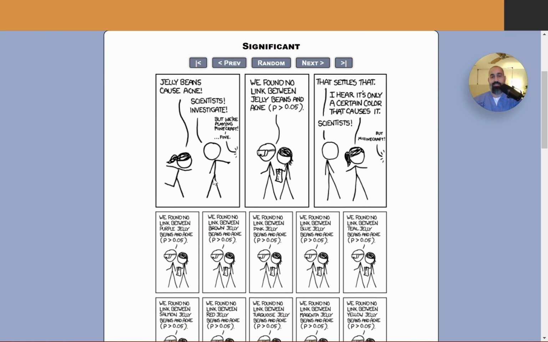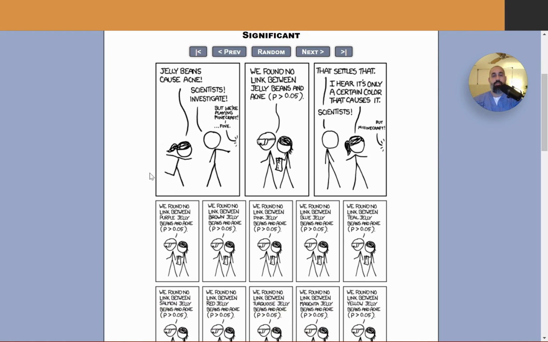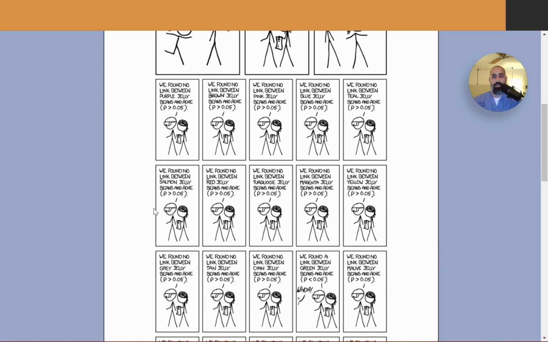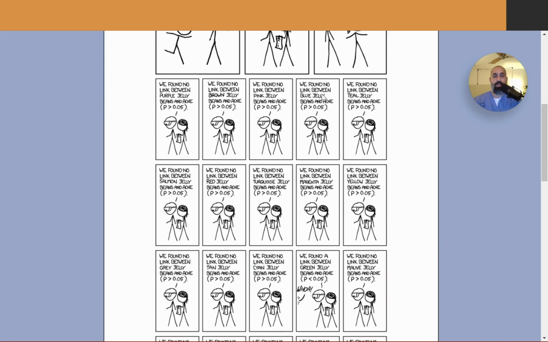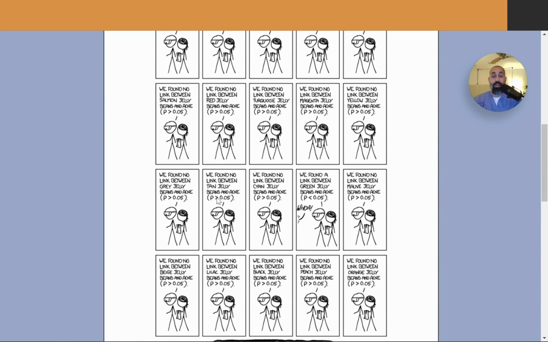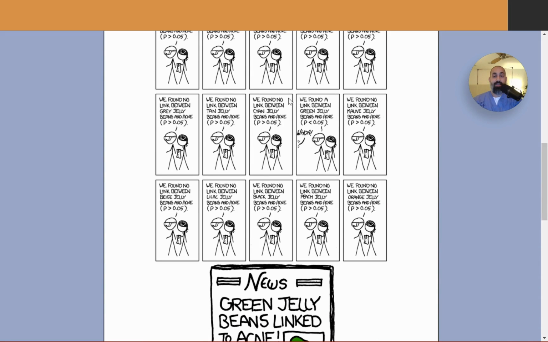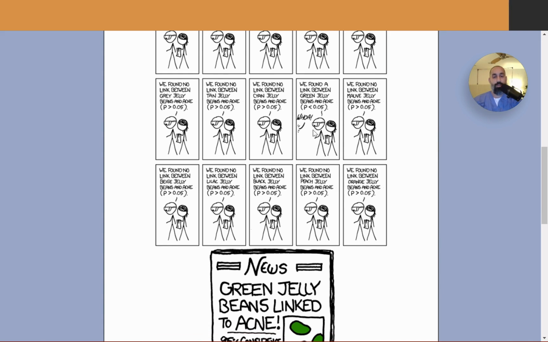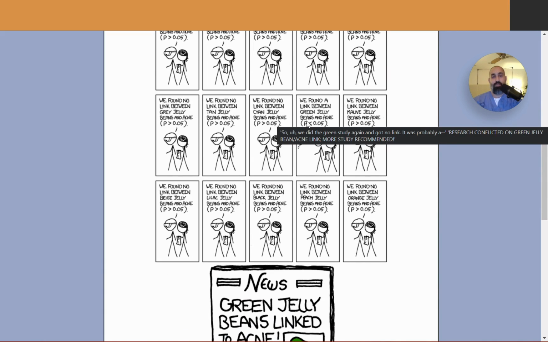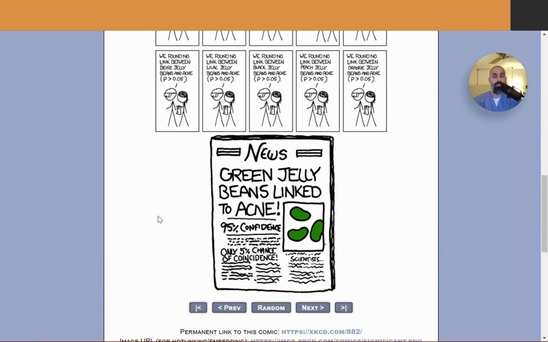XKCD always has a great deal of humor. They're talking about jelly beans causing acne, and they found no link between jelly beans and acne, and then they did a subgroup analysis, right? So they looked at purple jelly beans and brown and pink and blue and teal and yellow and magenta and turquoise and red and salmon and gray and tan and cyan and green jelly beans, p less than 0.05, because 5% is 1 in 20. And so if you run 20 tests, it's very likely that one of them will have a p-value less than 0.05 because you ran 20 tests. And in the news, green jelly beans are linked to acne, only 5% chance of coincidence.